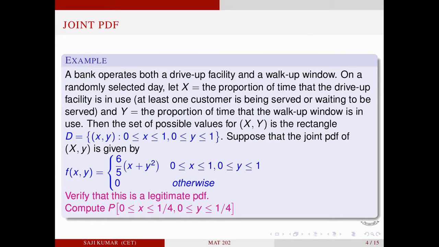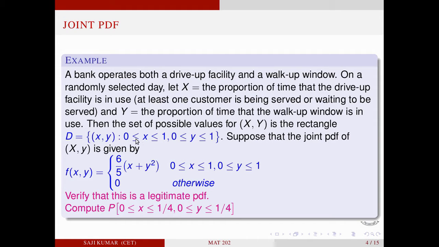Consider an example of a two-dimensional random variable case. Here we are defining two random variables X and Y as the proportion of time. A bank operates both a drive-up facility and a walk-up window. On a randomly selected day, let X equal the proportion of time that the drive-up facility is in use, at least one customer is being served or waiting to be served, and capital Y equal the proportion of time that the walk-up window is in use. Then the set of possible values for the pair (X, Y) is the rectangle D, the set of all (x, y) such that 0 less than or equal to x less than or equal to 1, 0 less than or equal to y less than or equal to 1.